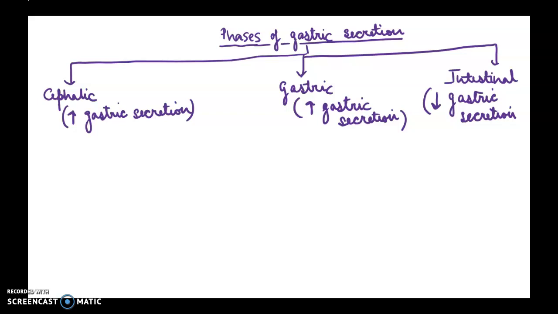The second one is gastric phase, which is controlled by the stomach itself. And the last one is intestinal phase, which is mainly controlled by part of the small intestine. I want you to know that the cephalic phase and the gastric phase increase gastric secretion, and the intestinal phase decreases gastric secretion. And when we say this, we are looking at a normal, healthy individual.